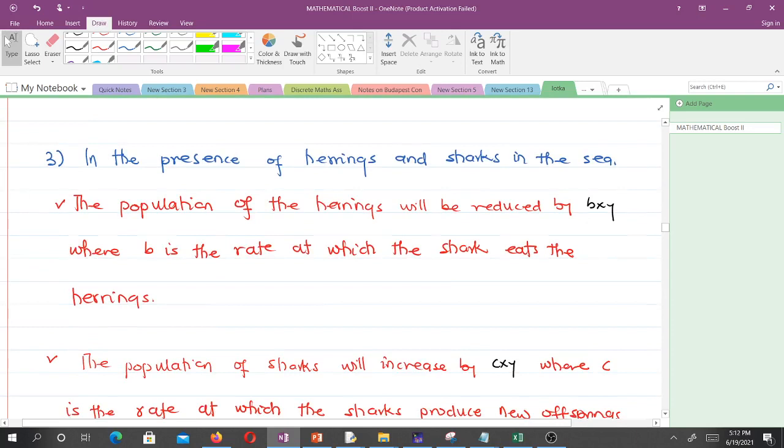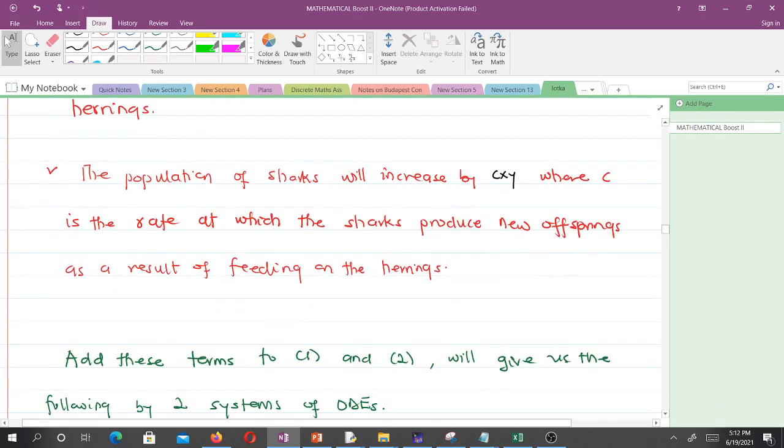So when the two of them are all present in the sea, what will happen? The population of the herrings will be reduced by bxy, where b is the rate at which the shark eats the herrings and xy is just the two populations interacting, right? So in the presence of the two, the predators are going to feed on the prey. That means that the population of the prey will reduce and that of the predators will increase.